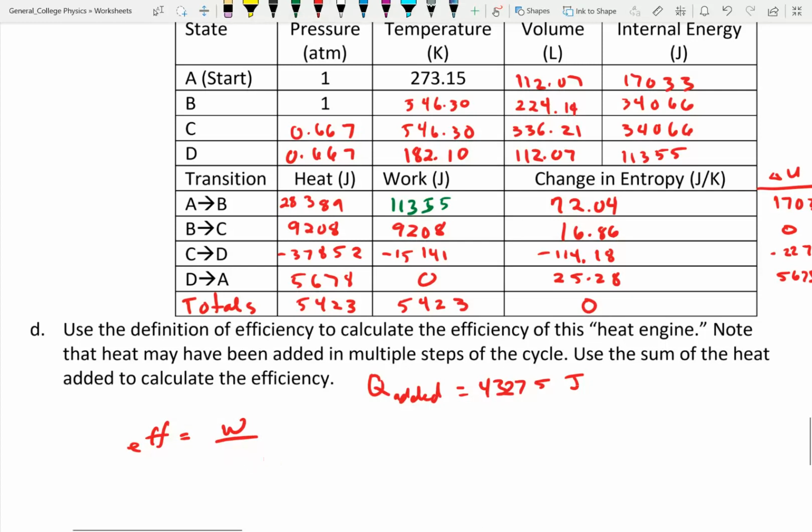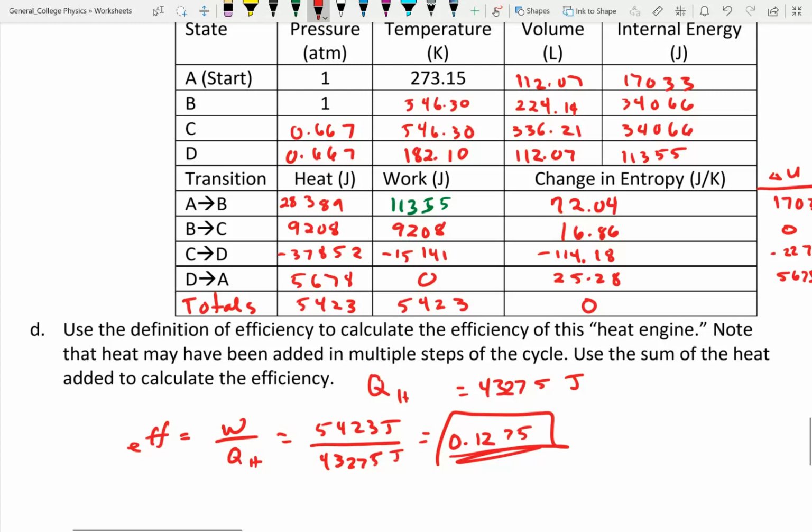And so efficiency is equal to the work out divided by the heat added. We called it QH before because we were doing a fairly idealized system. So the total work is 5,423 joules divided by that heat added, 43,275 joules. And that gives you an amazing 0.125 for the efficiency.